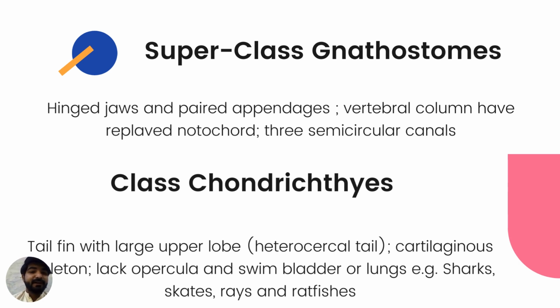And next, the second superclass is Gnathostomata. They have hinged jaws and paired appendages. The vertebral column has replaced the notochord. They have three semicircular canals, and they have the class Chondrichthyes. They have a tail fin with a large upper lobe, a heterocercal tail, and they are also cartilaginous. The skeleton lacks opercula and swim bladder or lungs. Sharks, skates, rays, and ratfishes are its examples.